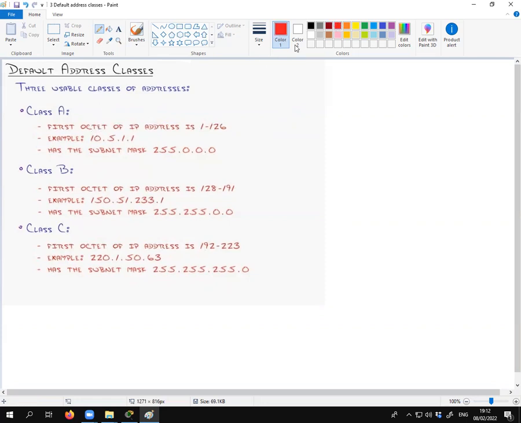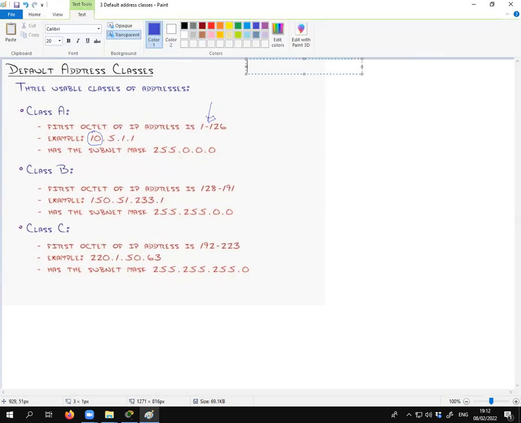Okay, so you have 10.5.1.1, that's a Class A. Why? Because the 10 here, this octet lies between 1 and 126. Class A addresses have a default subnet mask of 255.0.0.0. So remember, when it comes to your subnetting, 255 is equal to the network part, and then 0 is equal to the host. 255 represents the network part, 0 represents the host.